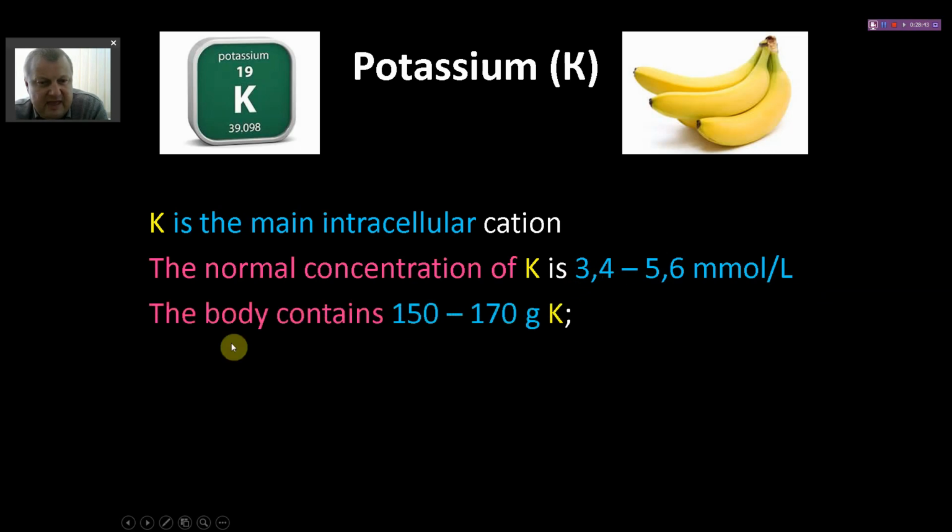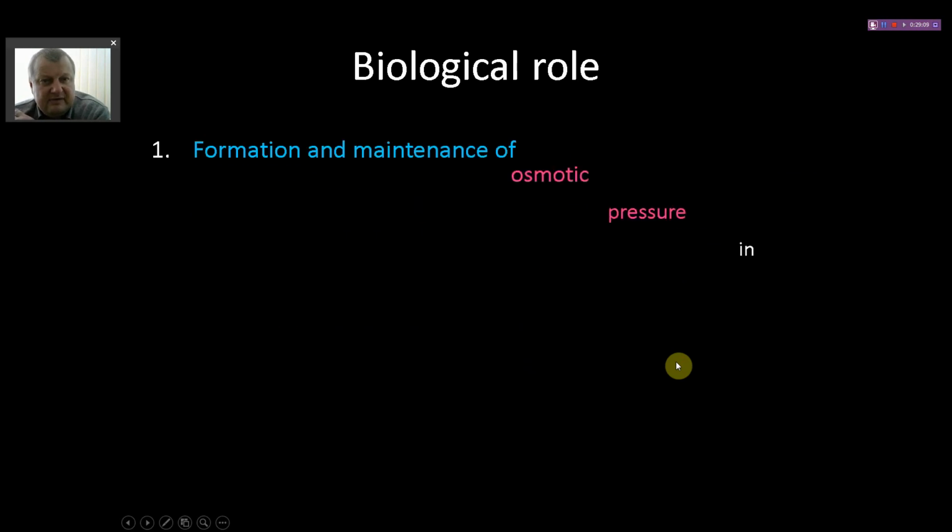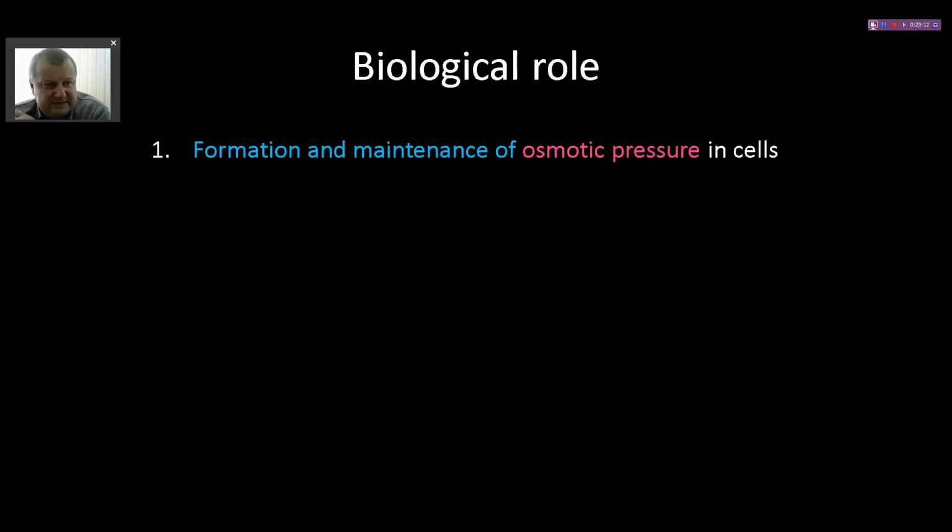The body contains 150 to 170 grams of potassium, and approximately 98% of it is intracellular and approximately 2% is extracellular. And about the biological role of potassium. At first, this cation takes part in the formation and maintenance of osmotic pressure in cells, because this cation is inside the cells.